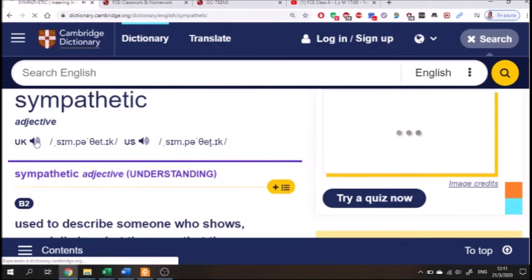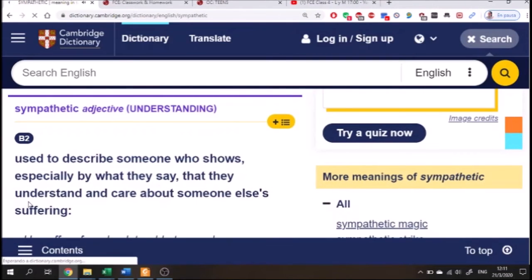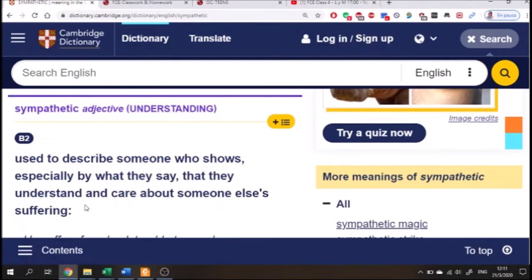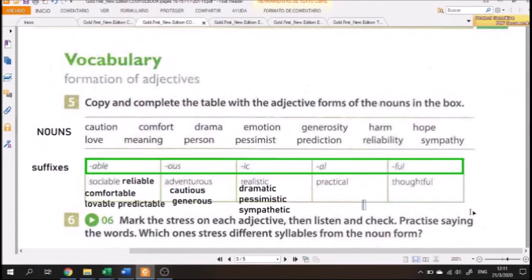Sympathetic. This adjective is used to describe someone who shows, especially by what they say, that they understand and care about someone else's suffering. Okay? In Spanish, we don't say simpático. In Spanish, we mean empático. Okay? Careful with that. This is a tricky word for Spanish speakers.